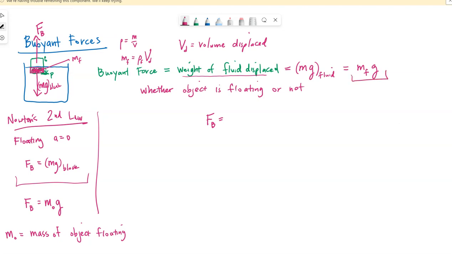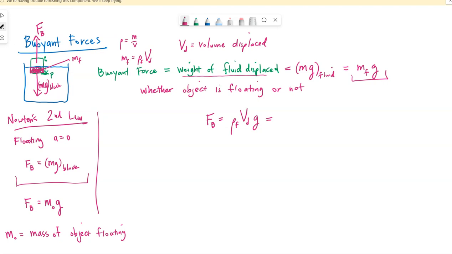So in place of mass of the fluid, I'm putting density of the fluid, volume displaced, and then we need g to make this our force. So the force of buoyancy depends upon the density of the fluid. It depends upon the volume of the fluid that is now moved out of the way, and it depends upon g.